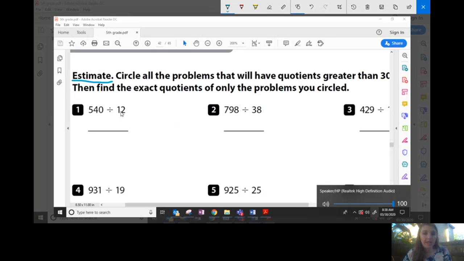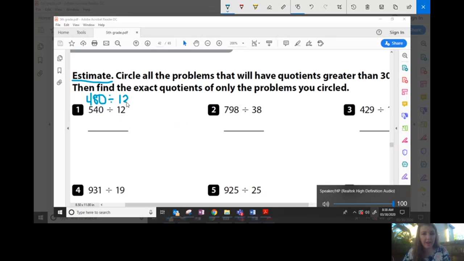So if I'm thinking of my 12s, I know 12 times 6 is 72. That's too big. So how about 12 times 5? 12 times 5 is 60, which is again too big. So then we could try 12 times 4, which is 48. So 480 would probably be the closest multiple of 12 that we could use in this problem.